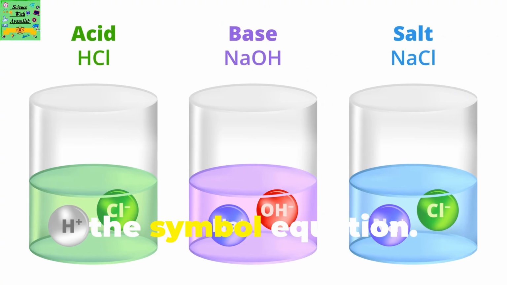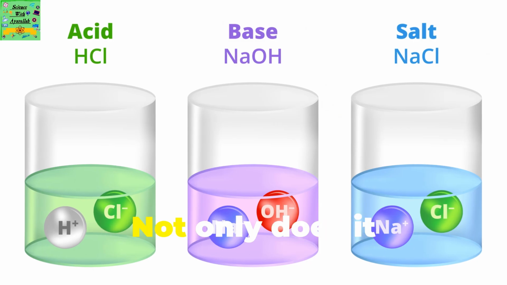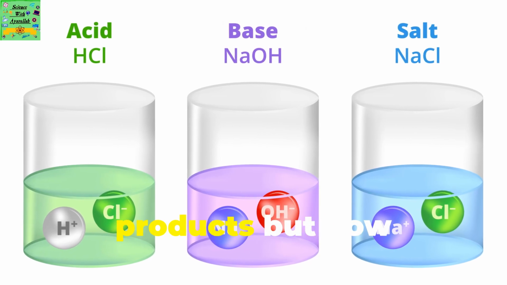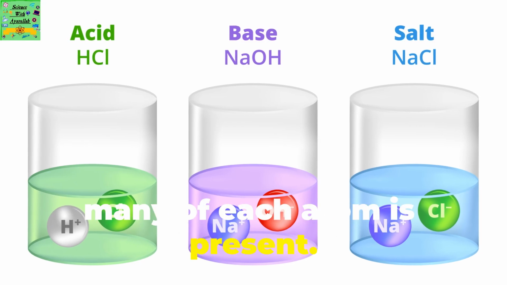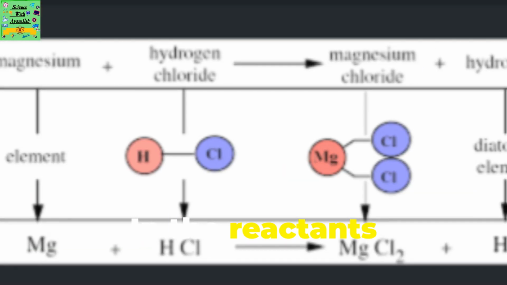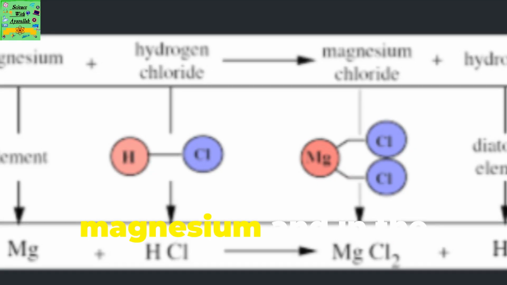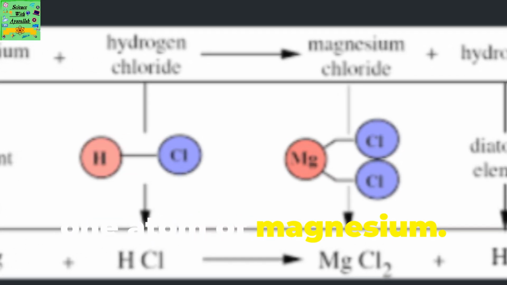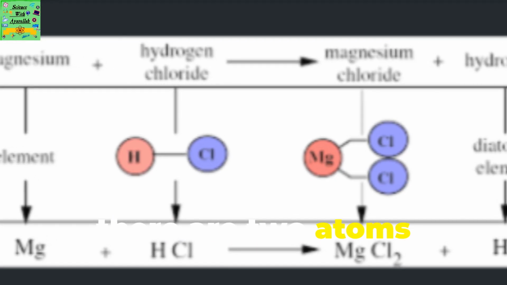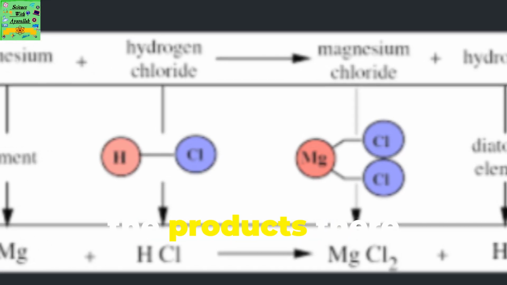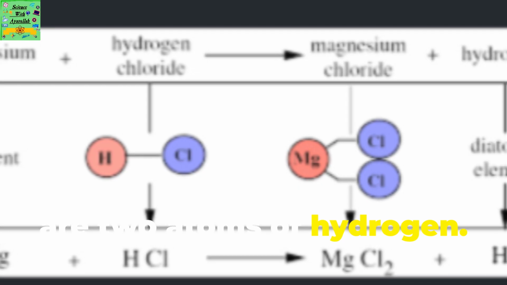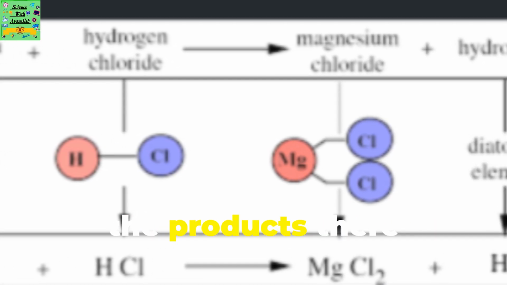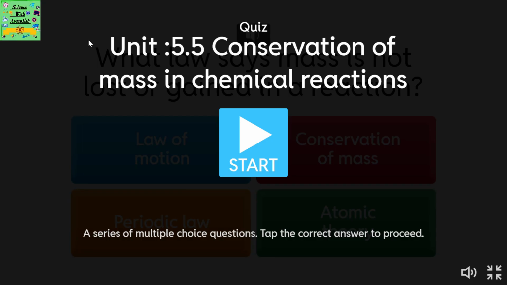Look carefully at the symbol equation. Not only does it tell you which elements are present in the reactants and products, but how many of each atom is present. In the reactants, there is one atom of magnesium, and in the products, there is one atom of magnesium. In the reactants, there are 2 atoms of hydrogen, and in the products, there are 2 atoms of hydrogen. In the reactants, there are 2 atoms of chlorine, and in the products, there are 2 atoms of chlorine.